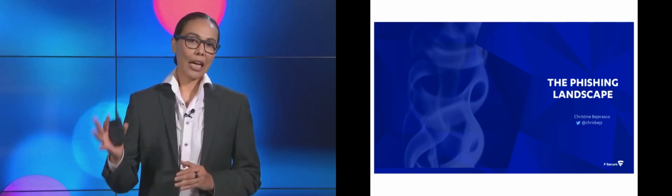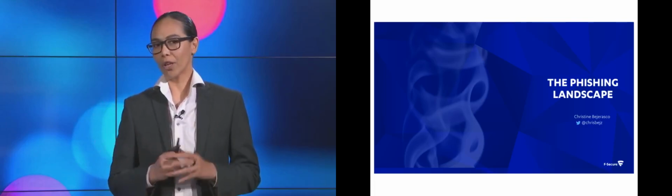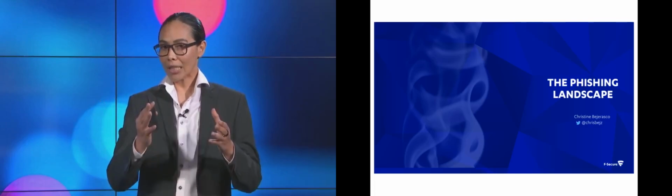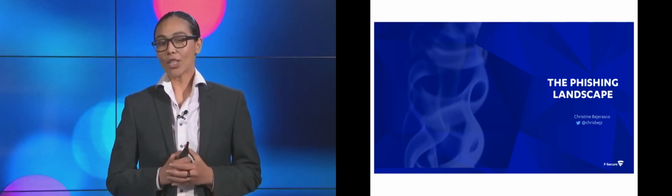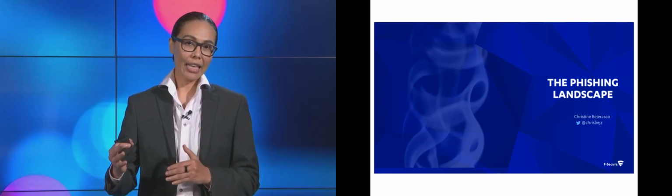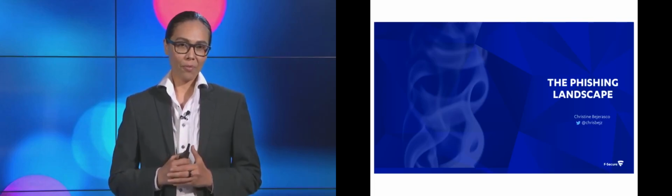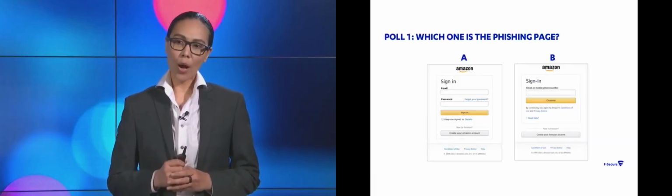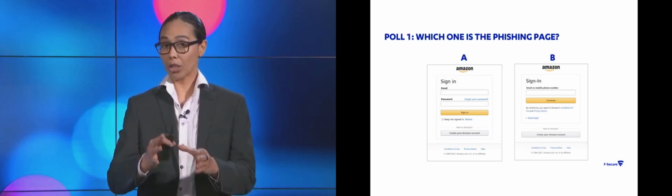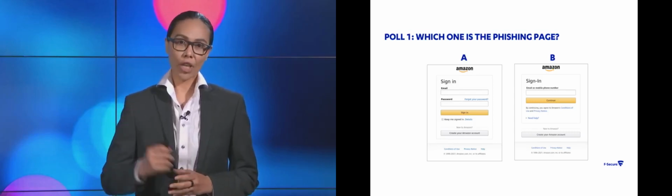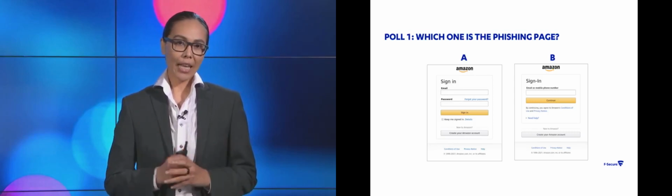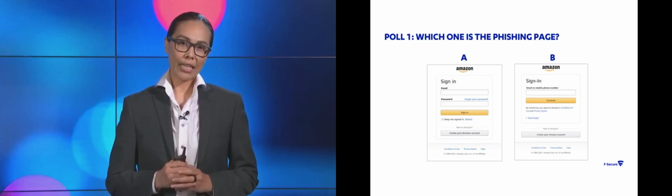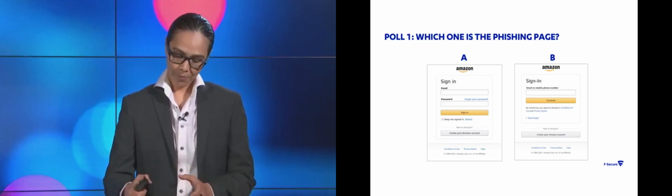And in the next few slides, I'm going to have 3 different polls where your task, should you accept it, is to identify which one is the phishing site. You have 10 seconds for each poll. Are you ready? Let's begin. So firstly, you have here a screenshot from a legitimate Amazon site and a phishing Amazon site. You have 10 seconds to identify which one is the phishing page.